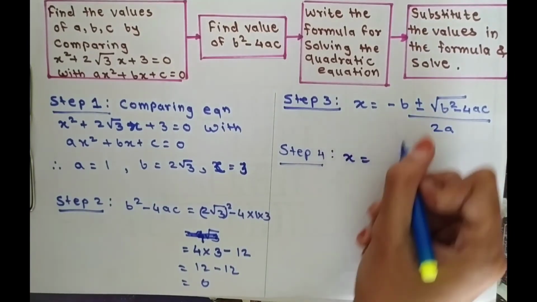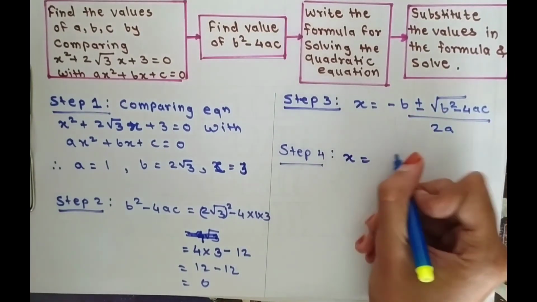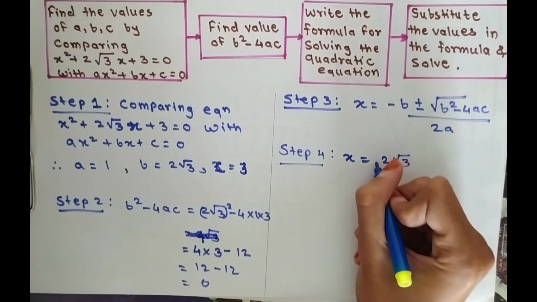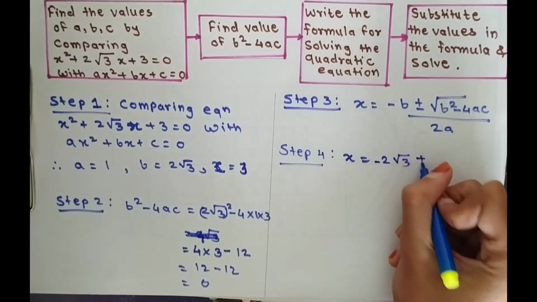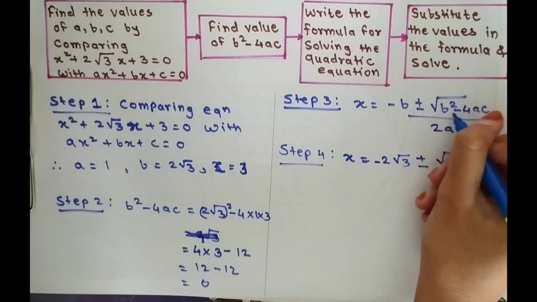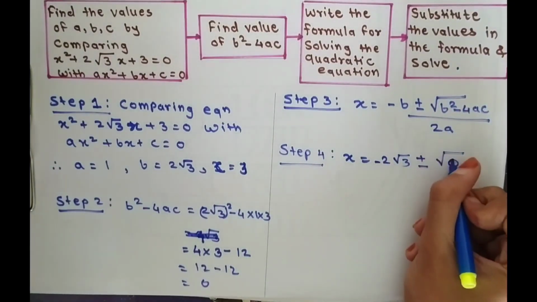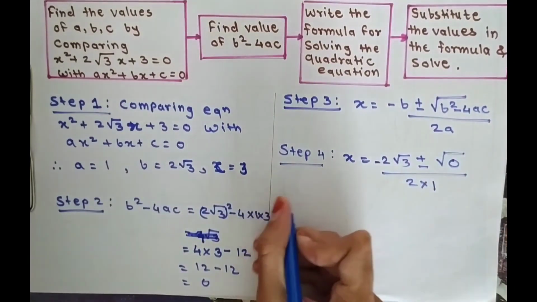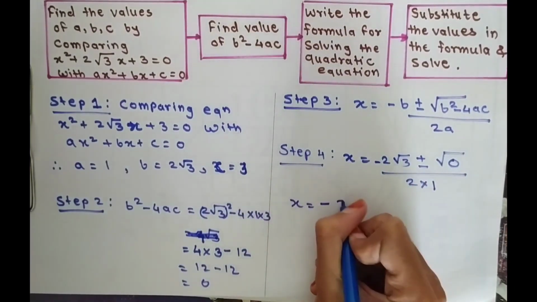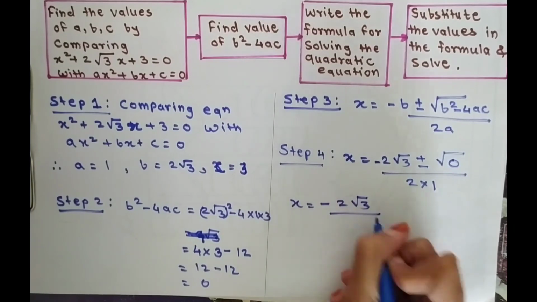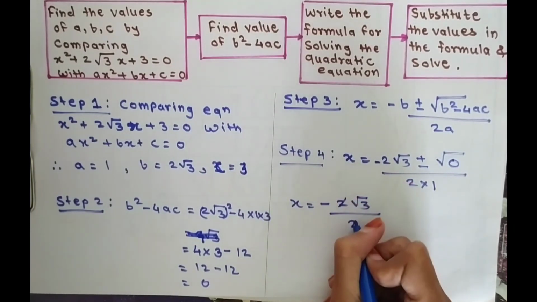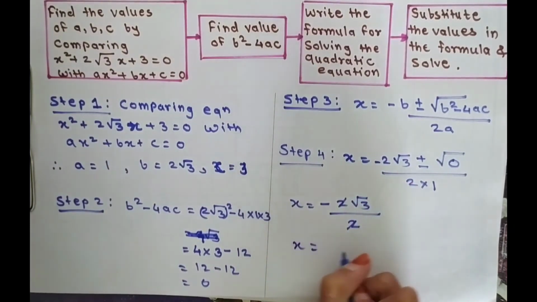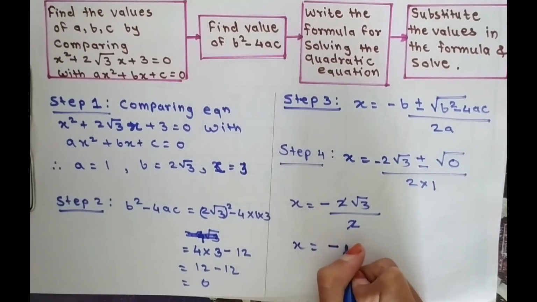So x is equal to minus b means minus 2 root 3 plus or minus, here b square minus 4ac is 0, upon 2 multiplied by a is 1. So x is equal to minus 2 root 3 upon 2. This 2 gets cancelled. Therefore x is equal to minus root 3.